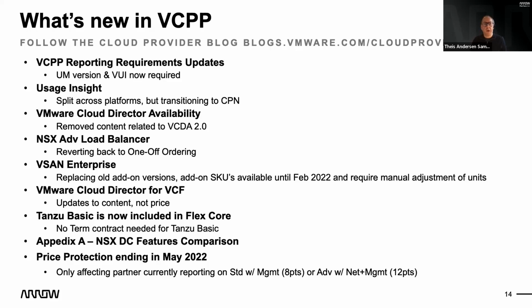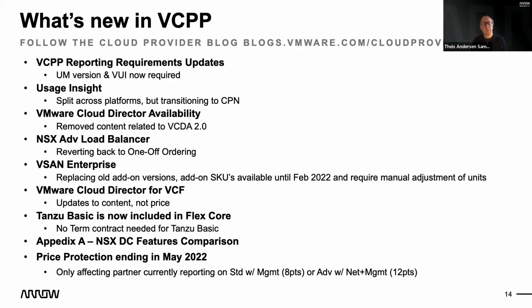So if you are a cloud provider that already had Tanzu in there and you were reporting separately on it, the only change for you would be that the price is now 0 for that component instead of the price that you have been paying in points. And also when the contract expires, it won't be renewed. It would just go in as a part of the Flex Core standard. So yeah, a new component in there.